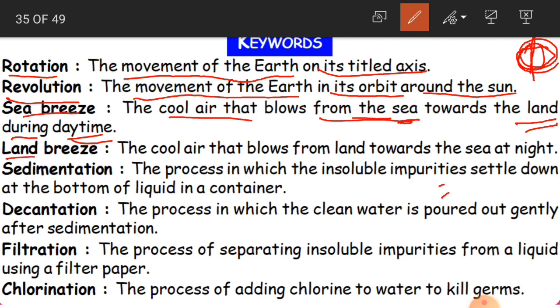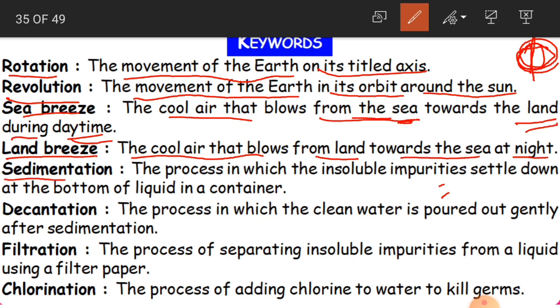Okay. Land breeze. It is opposite to sea breeze. The cool air that blows from the land towards the sea at night. At night. So these two are opposite. Okay, children, so don't get confused. Remember well about these two.